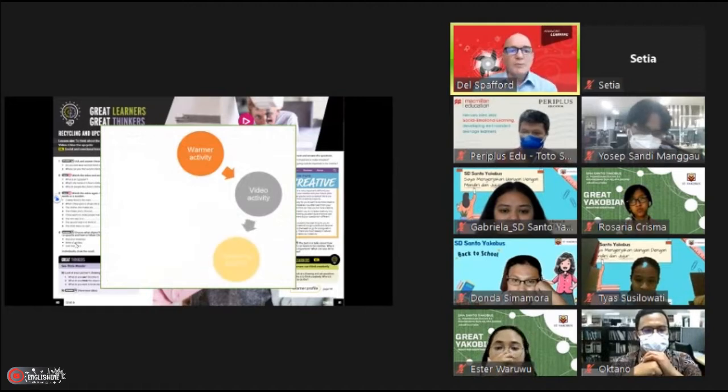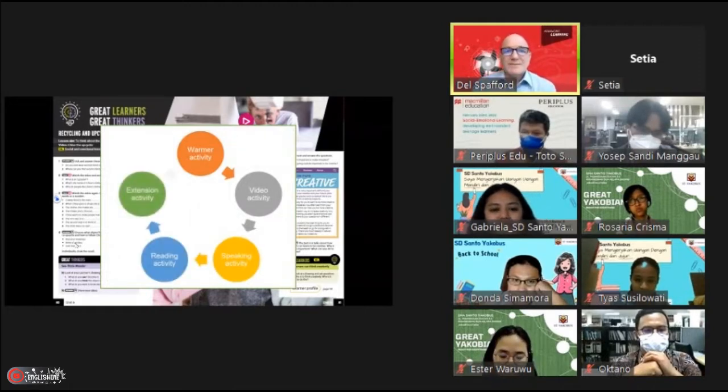So the tasks I'm going to show you follow this pattern. So we'll have a look at some warmers. We're going to have a look at video activities. We'll have a look at a speaking, maybe a reading, and then an activity after, an extension activity. All right, so we've got 5 key areas. So let's have a look through them now.